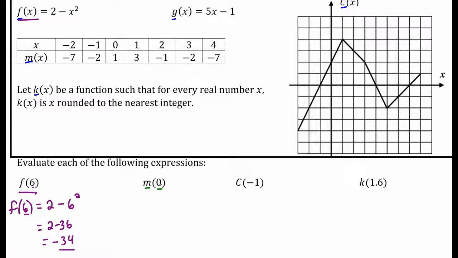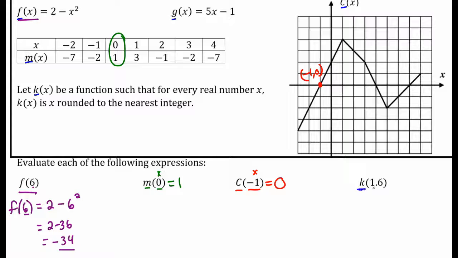M of 0. So I'm inputting a 0. That's my x value into the m. So here are my inputs. What's the output? 1. C of -1. I'm inputting an x of -1 into the c function. Here's -1. Do I need to go up or down at all? No, that's -1, 0. So what's the y value there? 0.